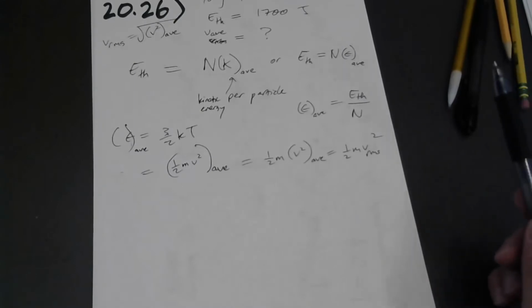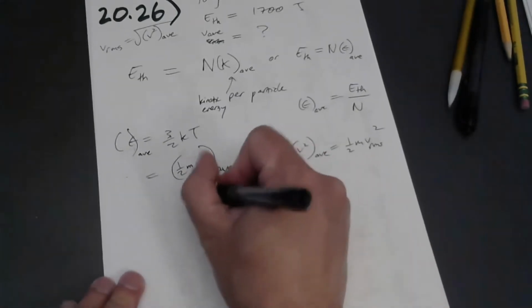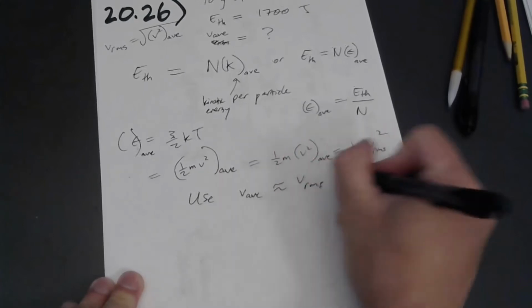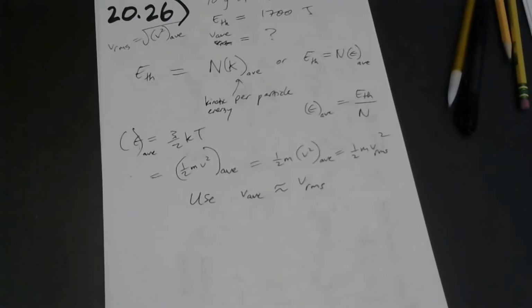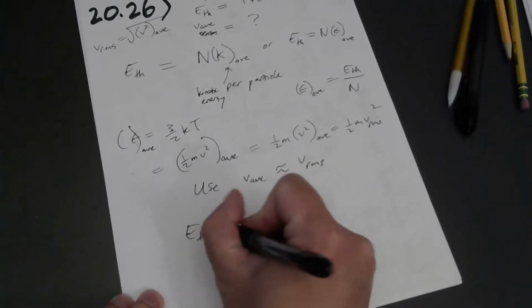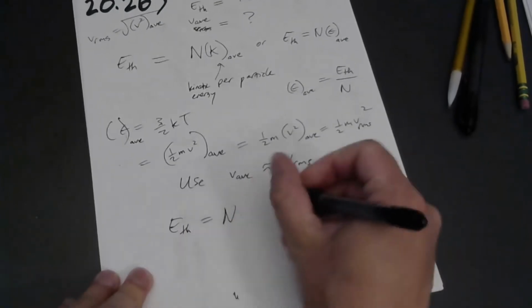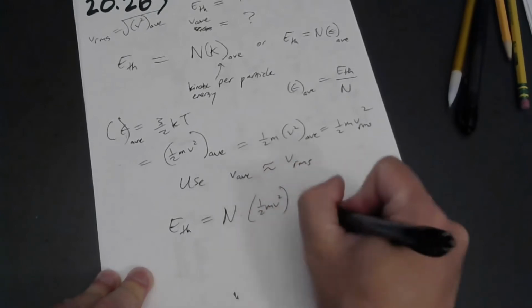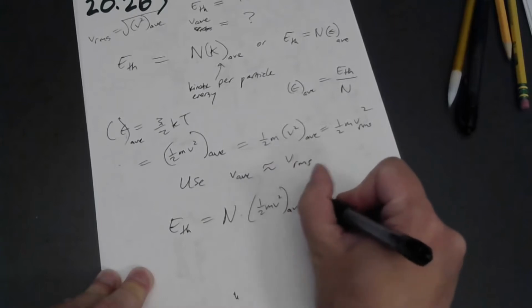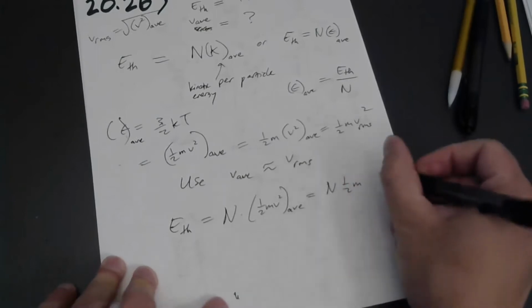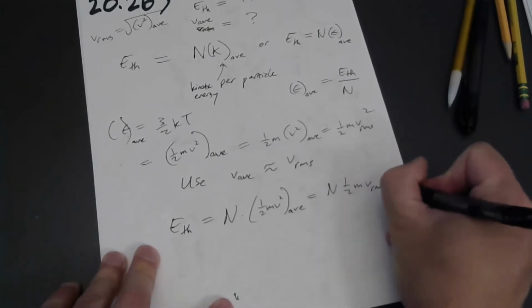So the problem, if you read the language carefully, they're saying estimate the average speed. So we're just going to use the fact that the average speed is roughly equal to the RMS speed. There's something like 10% different from each other. No big deal. Okay, so the total thermal energy would be the number of particles times the average value of the kinetic energy of the particles. And that's just going to be N times 1/2 m V_RMS squared.